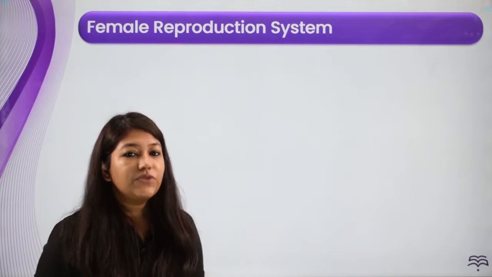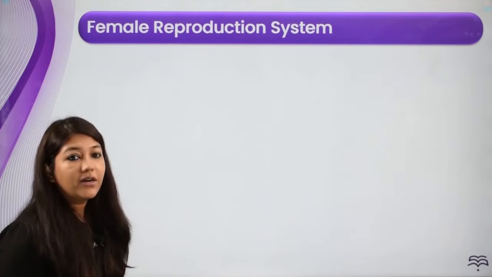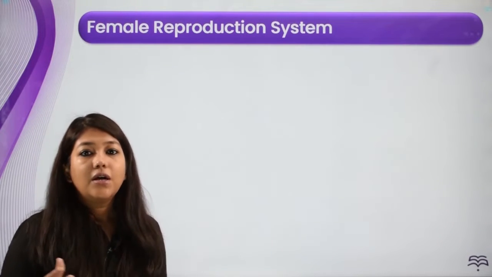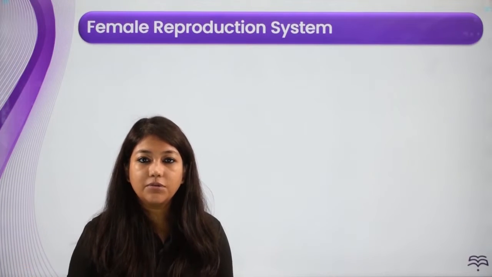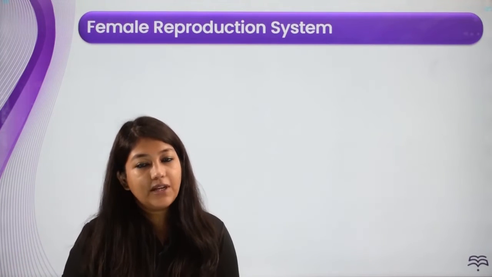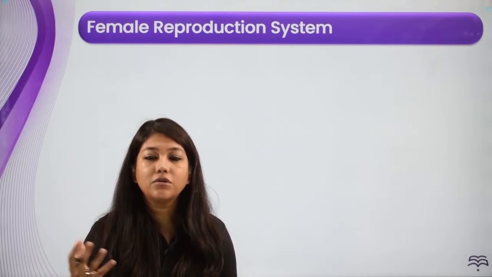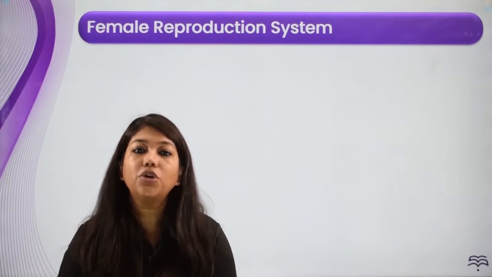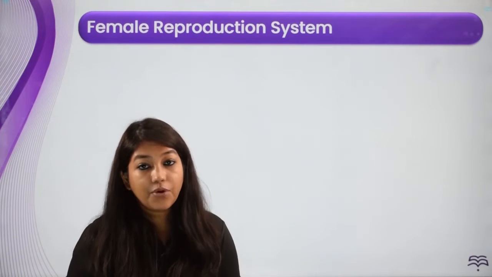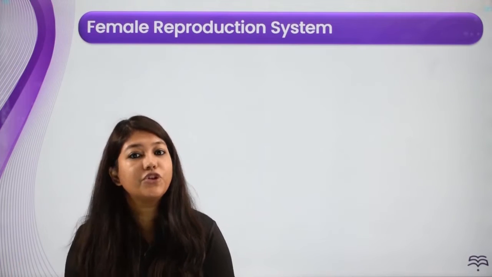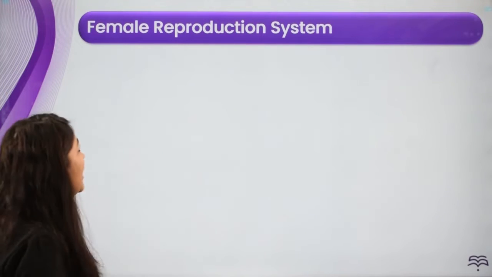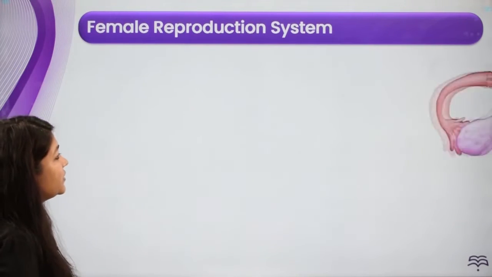Okay, so next we'll be talking about the female reproductive system. In the previous lectures we have learnt about the different parts of the male reproductive system. We have learnt the important steps in human reproduction, which is a very important part of the chapter, and making that the basis we moved into the chapter. So let's start with the female reproductive system.